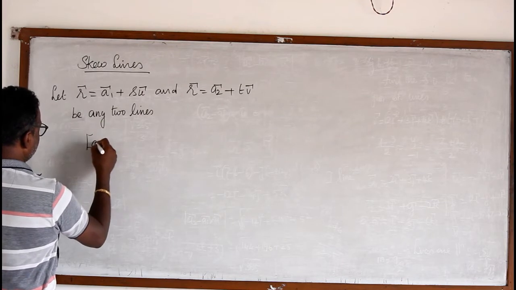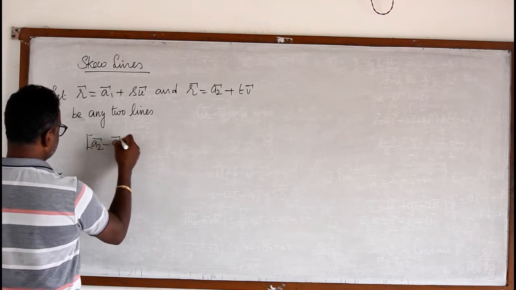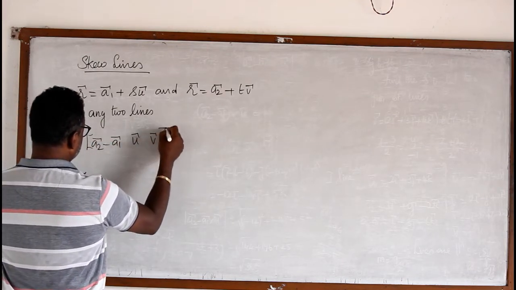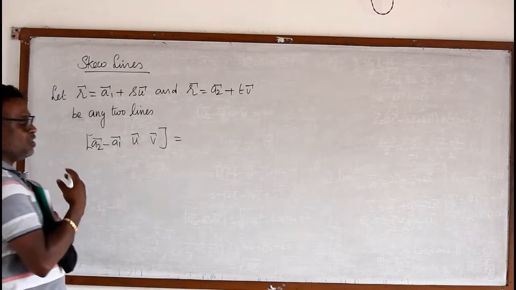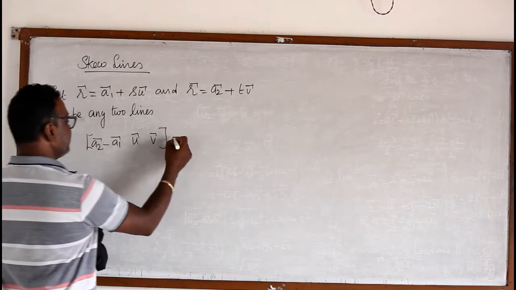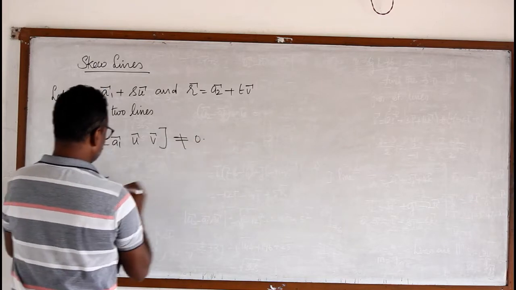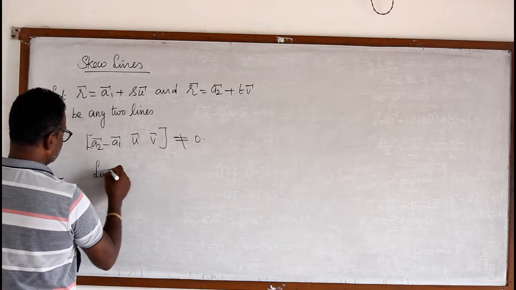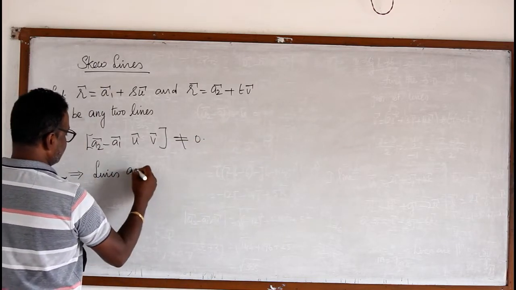Then take the box product of a2 minus a1, u, v. Remember, if this is equal to 0, the lines are intersecting. If it is not equal to 0, then the lines are skewed. This implies lines are skewed.